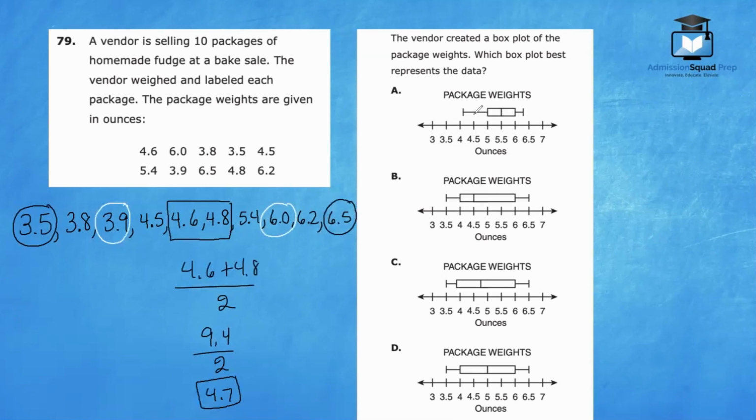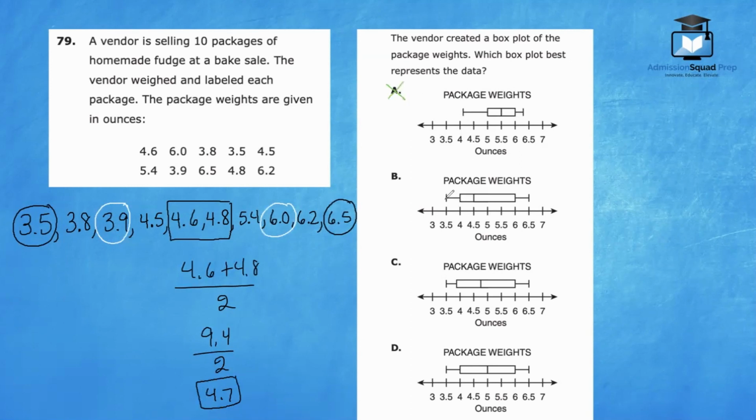So let's see which one of these examples represents these 5 key data points. The smallest number is 3.5, so I'll be looking for that one first. This vertical line is not positioned at 3.5. It's more like 4.1, so A is definitely incorrect.